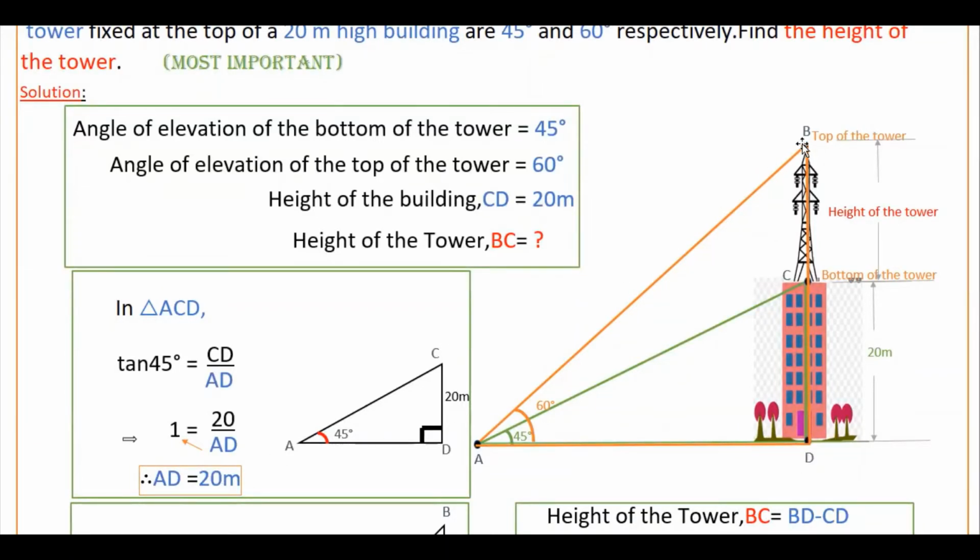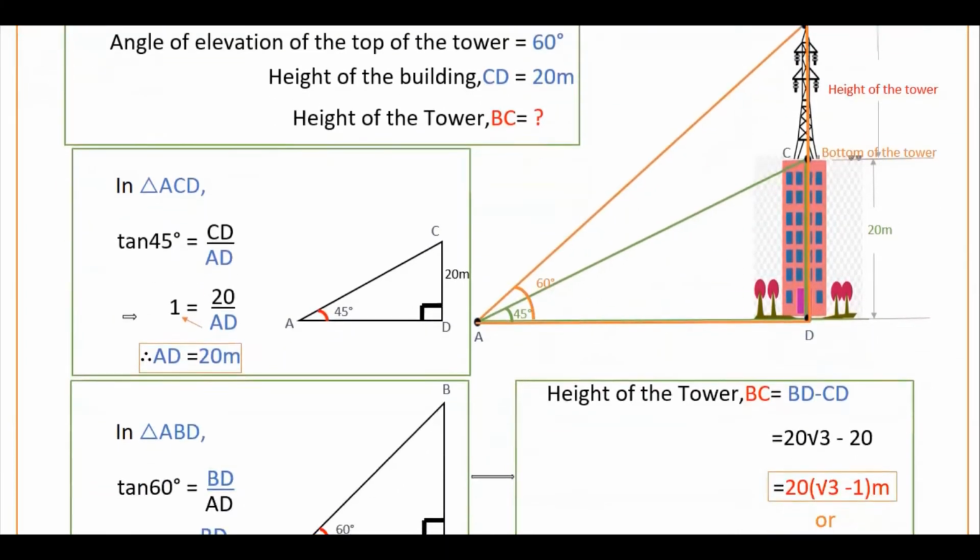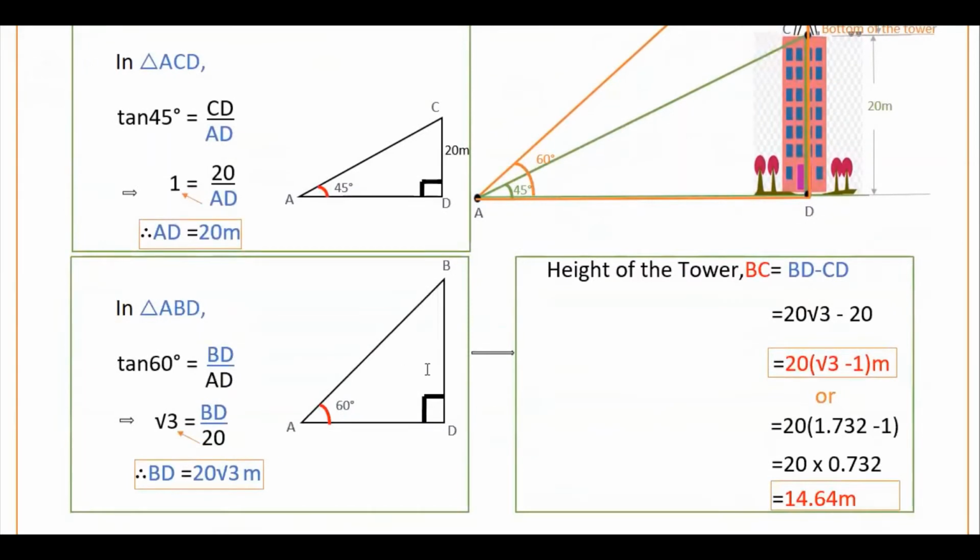Next, take this big triangle ABD. In triangle ABD, you can see from this triangle ABD, tan 60 degrees is equal to BD by AD. Tan 60 is root 3. So root 3 is equal to BD by AD, which is 20 meters. So 20. Therefore, BD is equal to 20 into root 3, 20 root 3 meters.